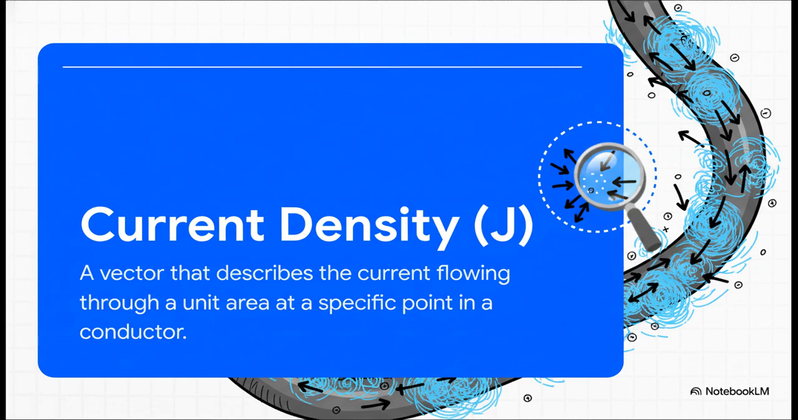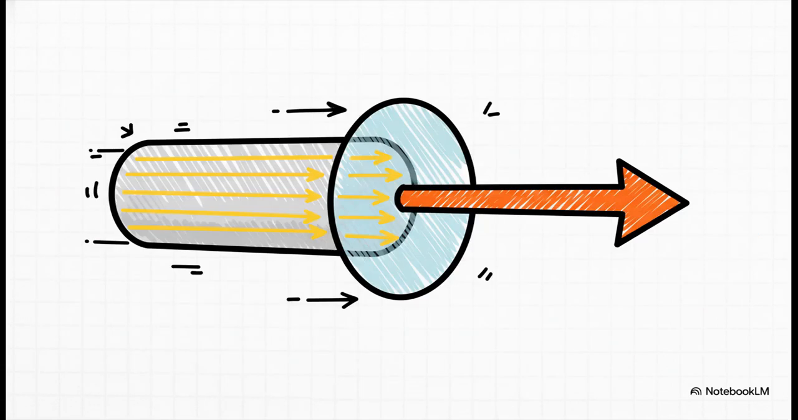Now, unlike the total current, density is a true vector. It tells us two things: how much current is flowing through a tiny little spot inside the wire, and the exact direction of that flow at that precise point. It's really a measure of the flow's local intensity. Now, in simple situations where we can assume the flow is pretty uniform, the formula is just as straightforward. Current density J is just the total current I divided by the cross-sectional area of the wire A. It's all about how much flow is packed into a certain amount of space.